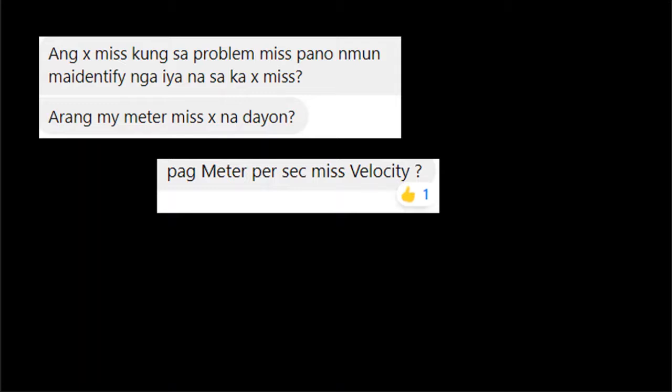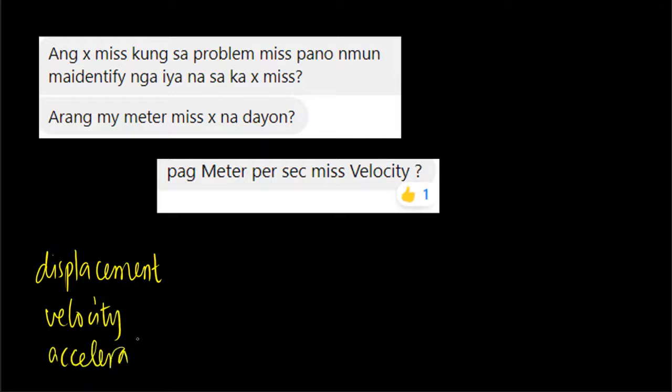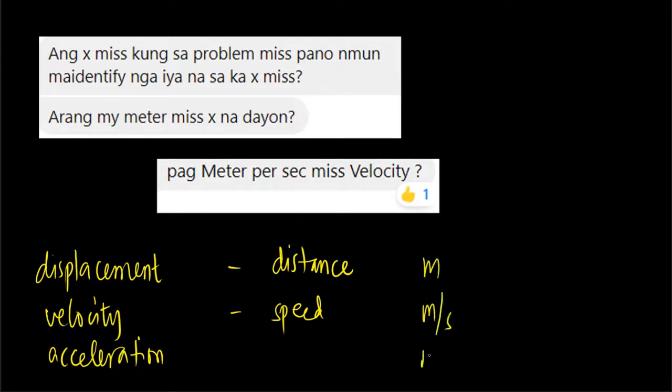So, ang x, kung sa problem, paano mo ma-identify na iya siya ang x? May meters, x siya; dayon, pag meter per second naman, velocity. Okay, so how do you identify that? In problems, there are usually three values nga ginagiven: displacement, velocity, kag acceleration. Sometimes, instead of saying displacement and velocity, they say distance and speed. Okay. Now, ang aton sining mga values, ang ilang units are meters, meters per second, and meters per second squared.